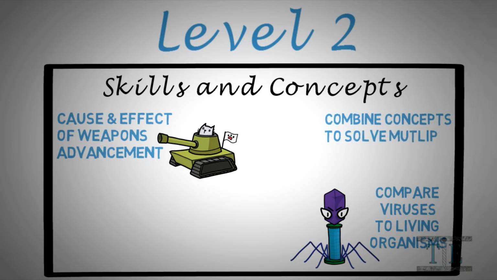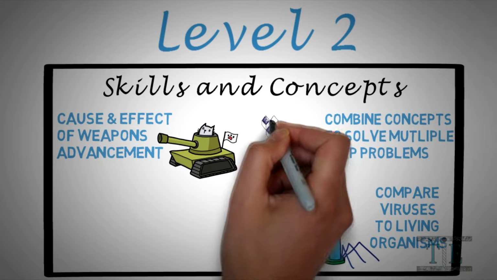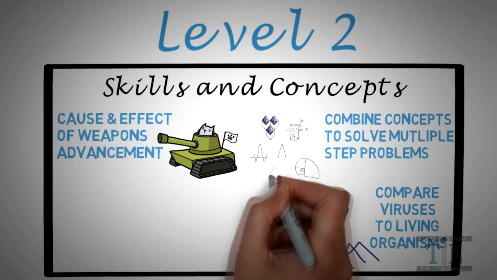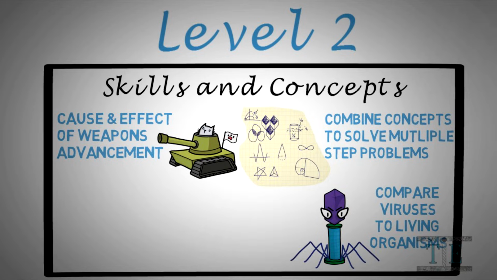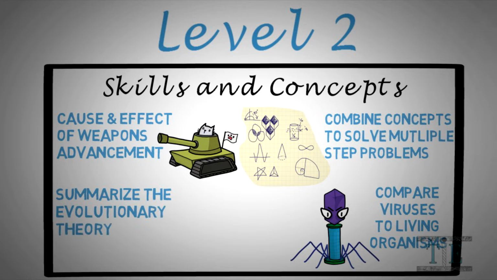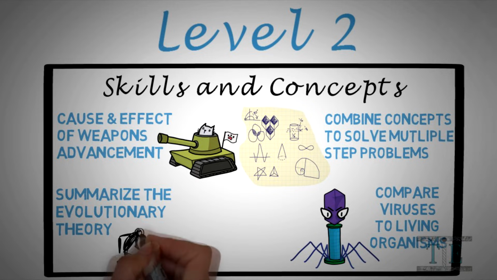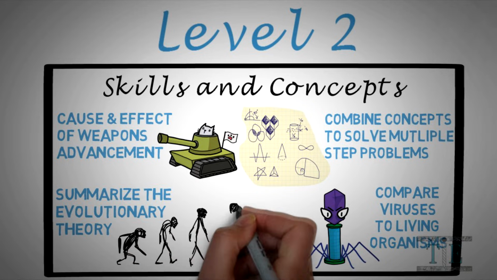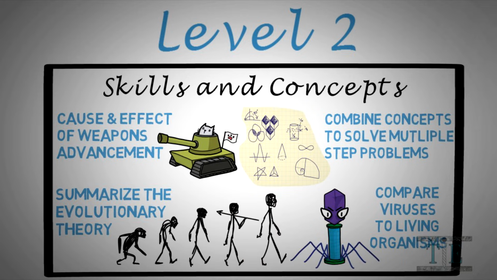Combine concepts to solve multiple step problems. Think, for example, maybe an area problem where you have to take the areas of various different objects. Lastly, for level 2, summarize the evolutionary theory. Students have to think and recognize all the concepts that are associated with the theory of evolution.